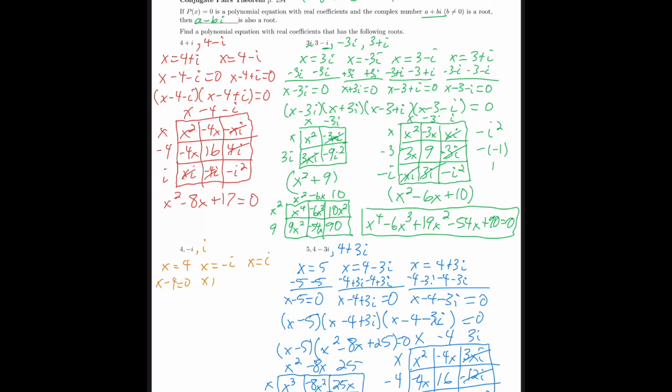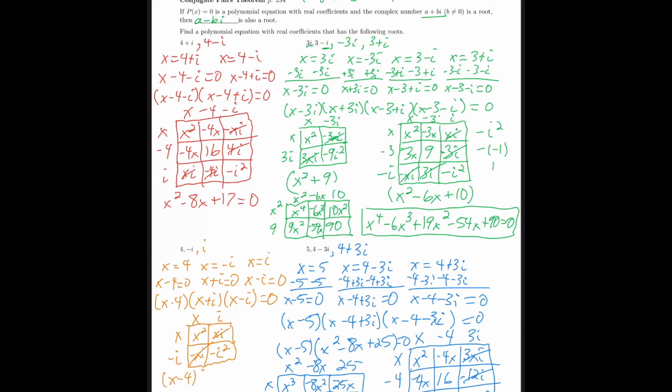And then for the last one, I have 4, which is fine. I have negative i, so its conjugate is positive i. So that means I've got x equals 4, x equals the opposite of i, and x equals i. Set one side equal to 0, and you get x minus 4 equals 0, x plus i equals 0, and x minus i equals 0. So this is x minus 4 times x plus i times x minus i equals 0. And now do the multiplication. So start with the conjugates.